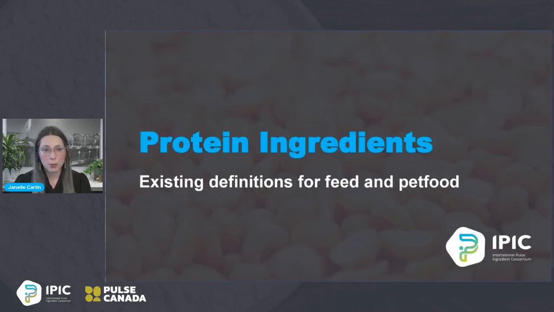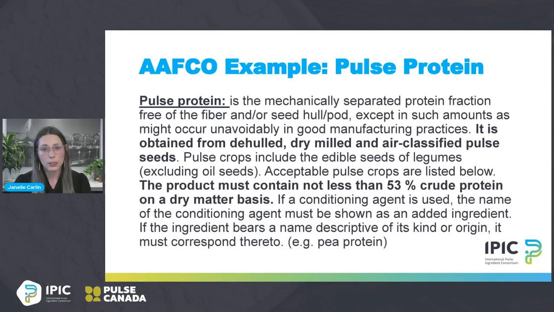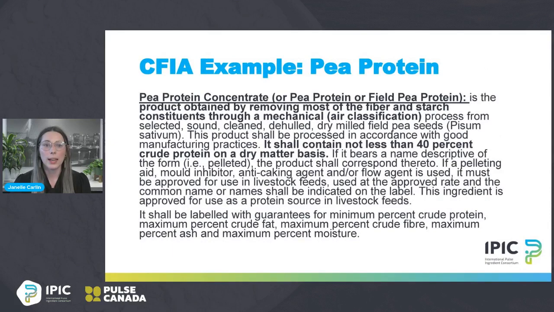So looking at now some of those existing feed and pet food definitions on the protein side. So here we have the AFCO definition for a pulse protein. So starting with that mechanically separated dehulled ingredient, then it's air classified. So here again, that process is described in the definition. And then we do have compositional requirements where it can't contain less than 53% crude protein on a dry matter basis. So looking at CFIA, this is a similar one where we're looking at air classification specifically to produce this pea protein ingredient, except here there's a little bit lower requirement for protein at about 40%.